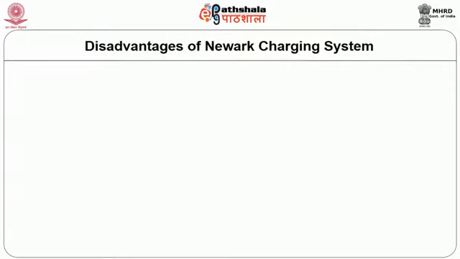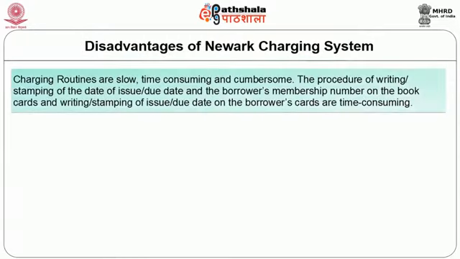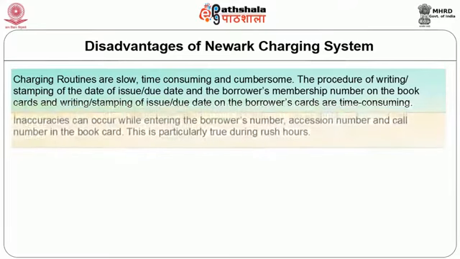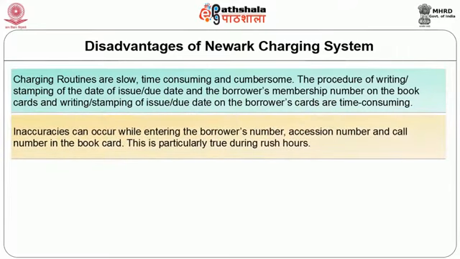Various disadvantages of the New York charging system are that the charging routines are slow, time consuming and cumbersome. The procedure of writing and stamping the date of issue, due date and borrower's membership number on the book cards, and writing and stamping the issue and due date on the borrower's card, are time consuming. Inaccuracies can occur while entering the borrower's number, accession number and call number in the book card. This is particularly true during rush hours.